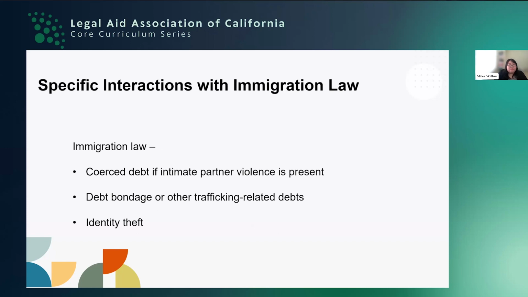Immigration law. In immigration law, you might see coerced debt if intimate partner violence is present. There might be identity theft issues if someone's passport or other immigration documents were taken. And similarly, with debt bondage or other trafficking-related debts, you may see issues with that.